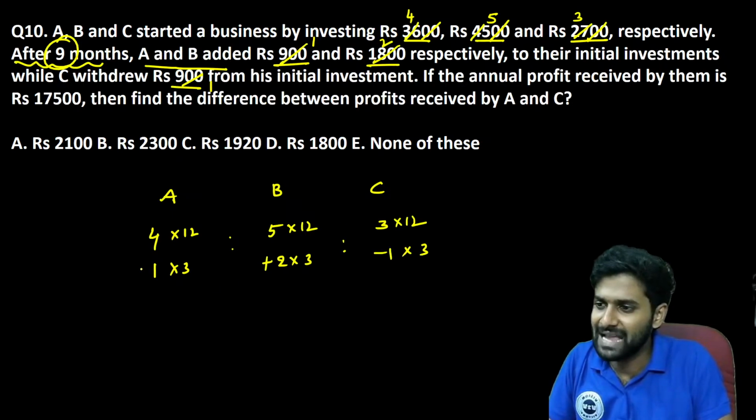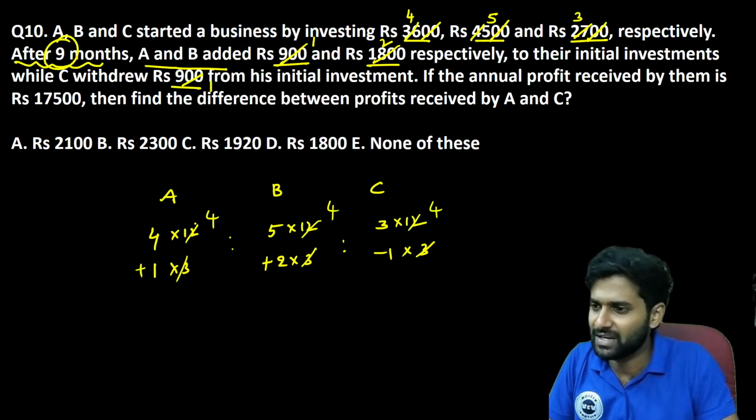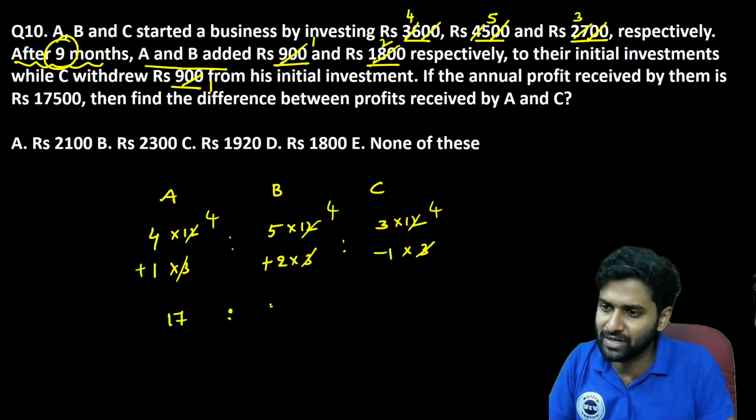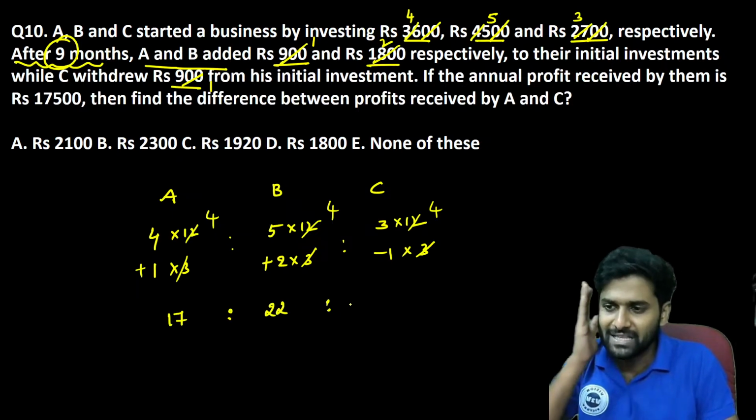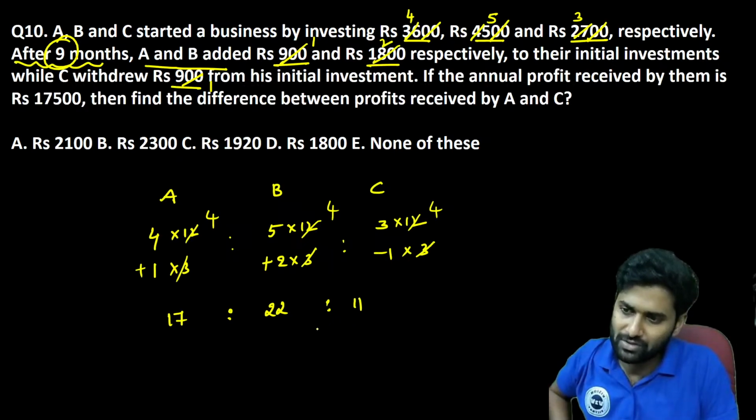Guys, A and B are adding and C is withdrawing. Now just go through the cancellation here. 3 ones, 3 ones, 3 ones. Again, it's 4 times, 4 times and 4 times. Finally, 4 fours are 16 plus 1 is equal to 17 units. 5 fours are 20 plus 2 is equal to 22 units. 3 fours are 12 minus 1 is equal to 11 units.